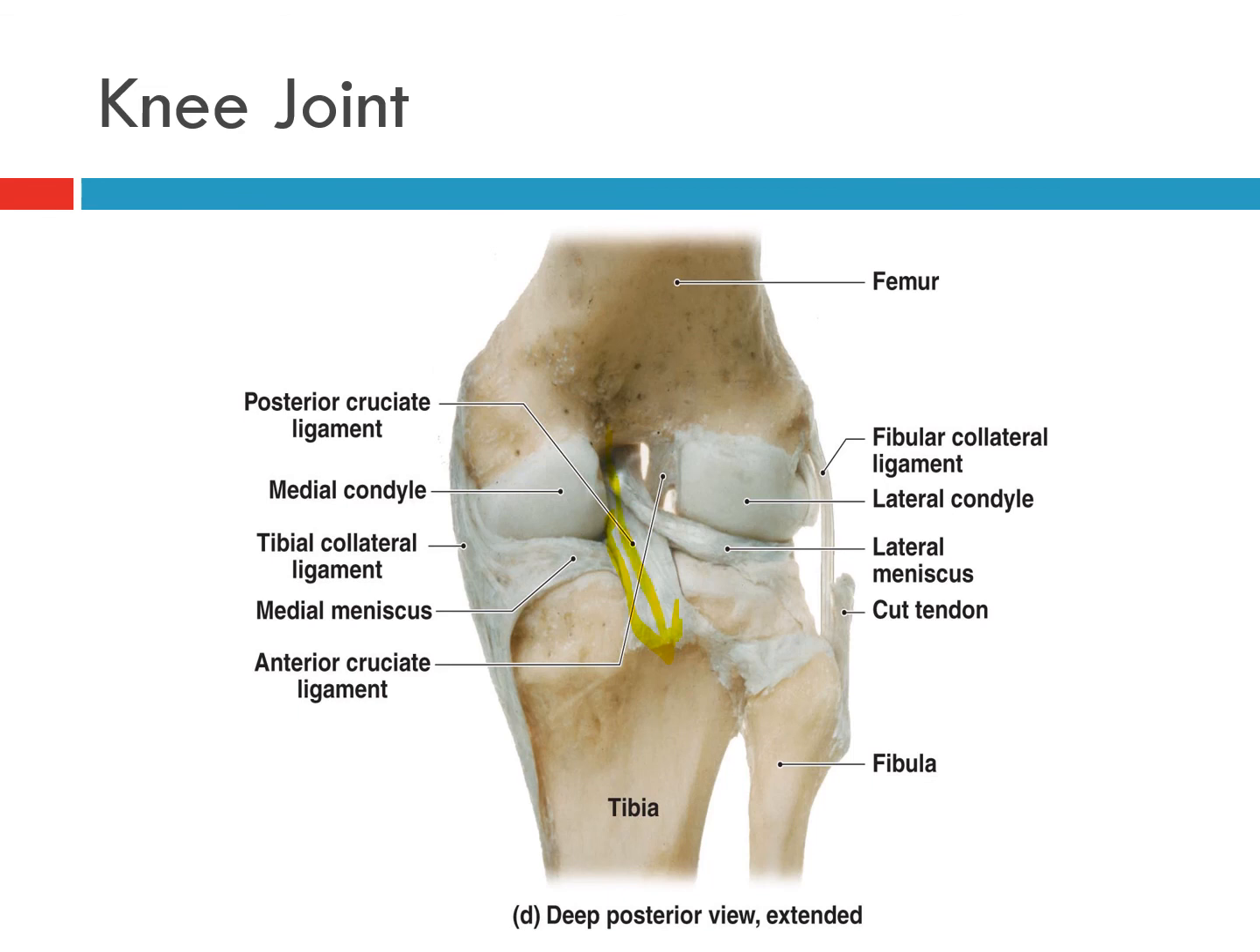And the ACL, which I'll do in a different color, which you see back here, is going from the posterior femur to the anterior tibia. If you were going to test these ligaments, which is something that we were going to do in lab together, to test the ACL, you'd have your patient sitting.